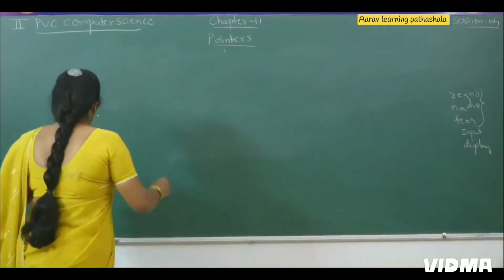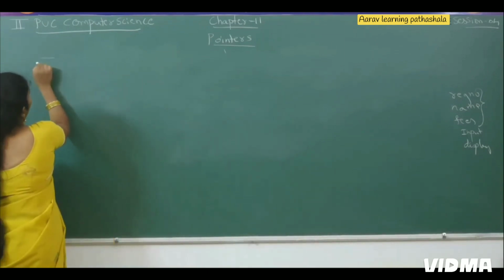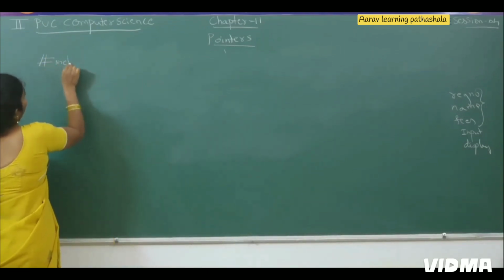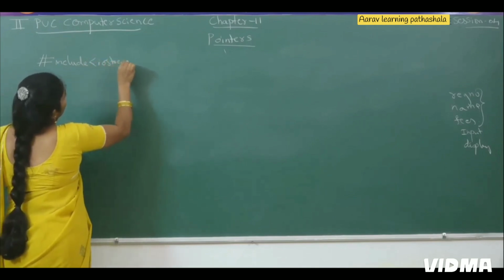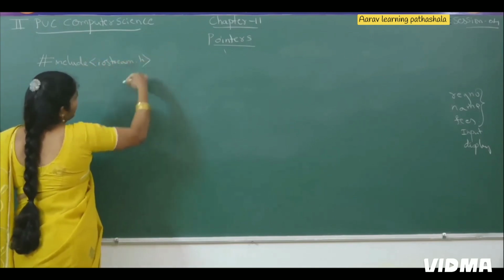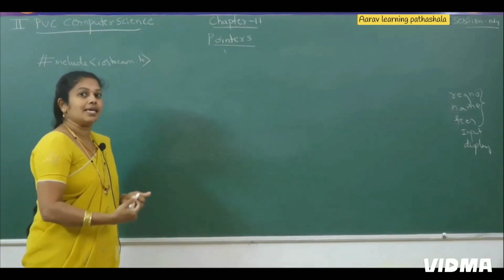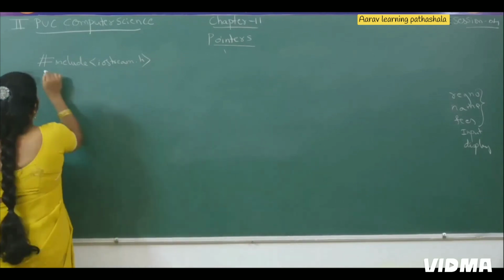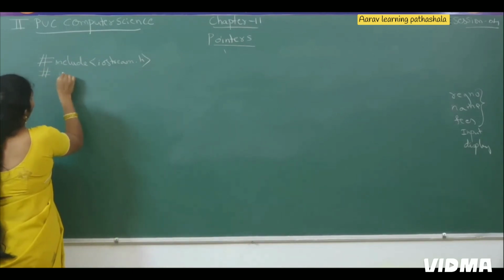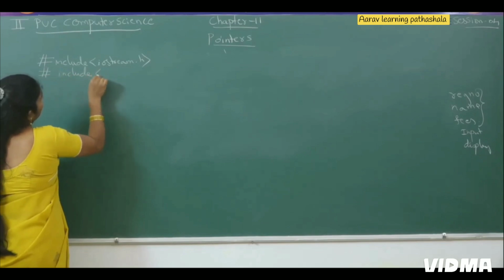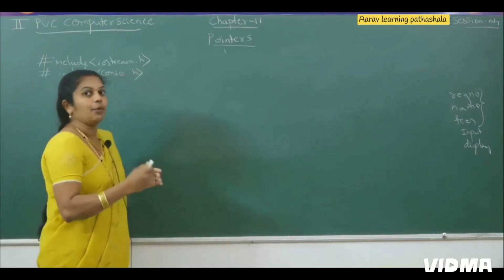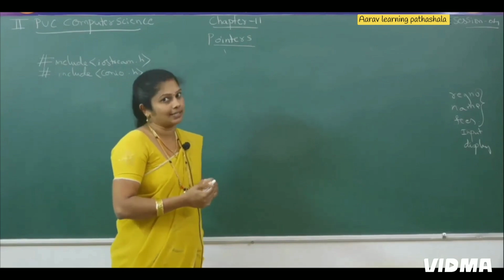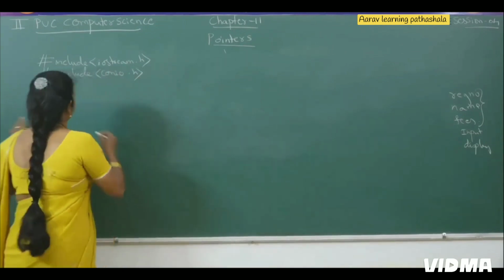First, as usual, start with the header file. #include <iostream.h>. This is a supporting header file for cin as well as cout. Next, #include <conio.h>. This is the supporting header file for clear screen as well as the getch function.